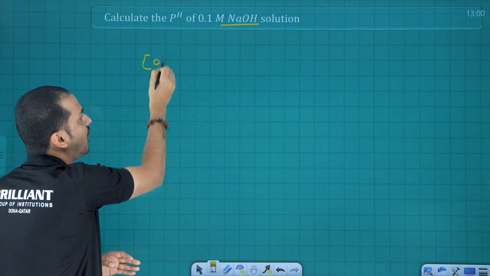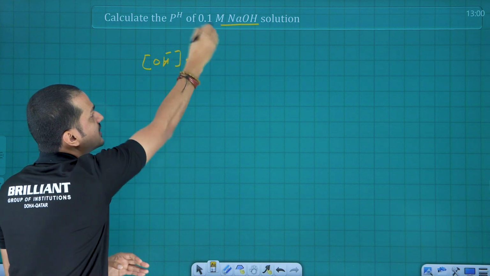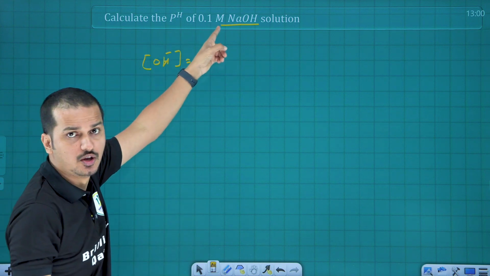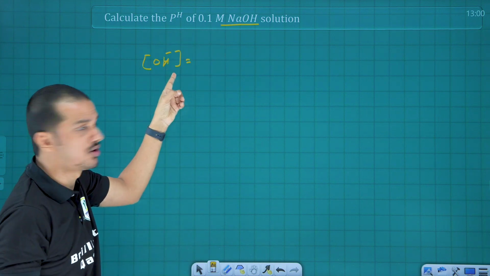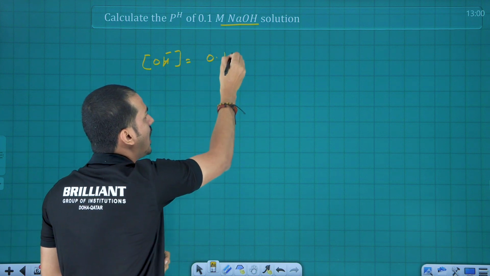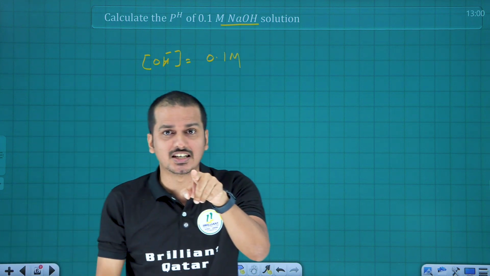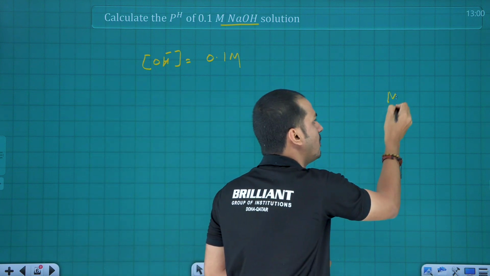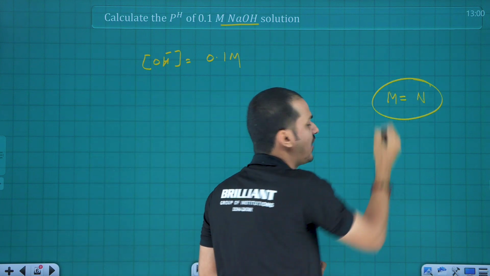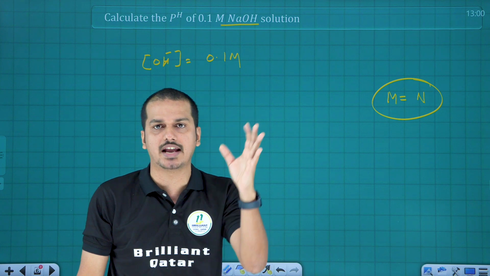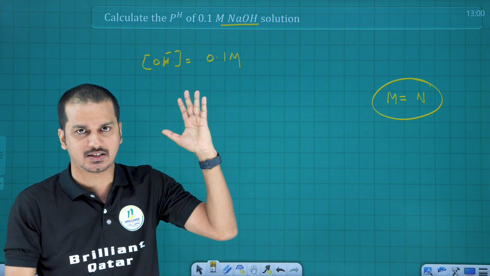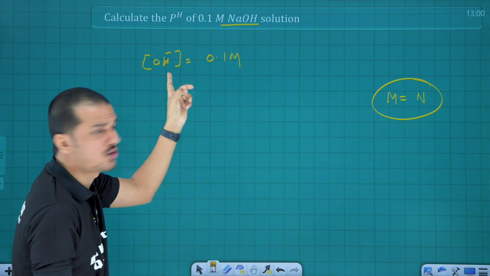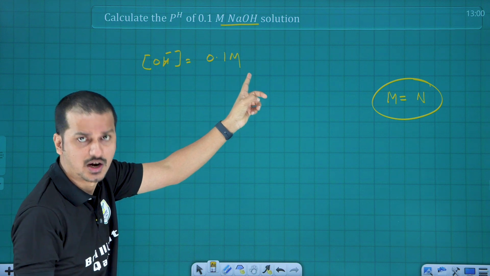So the concentration of OH minus is equal to, since it is a strong base, the given value, 0.1 molar. Sir, you told normality, then why are you taking molarity here? In the case of NaOH, molarity and normality are the same because the N factor of NaOH is equal to 1. NaOH can donate 1 OH minus. Clear? So here the concentration of OH minus is equal to 0.1 molar.